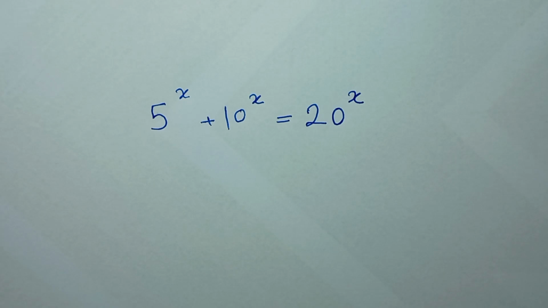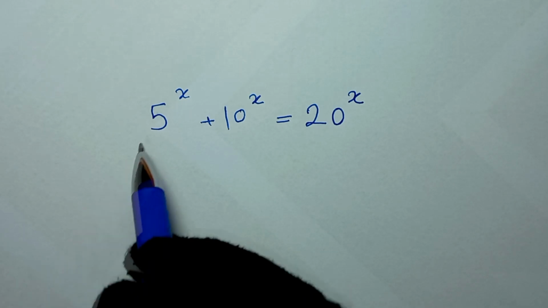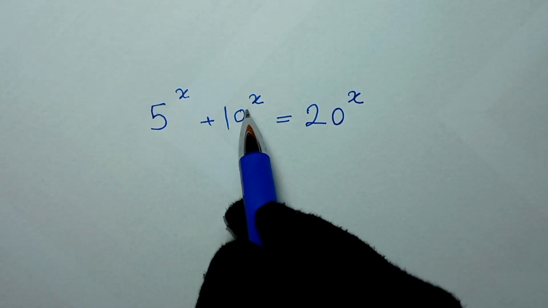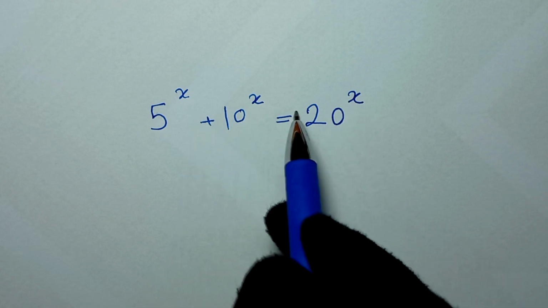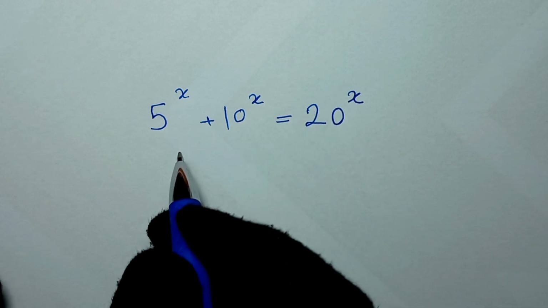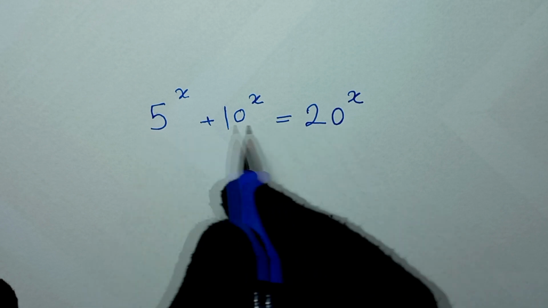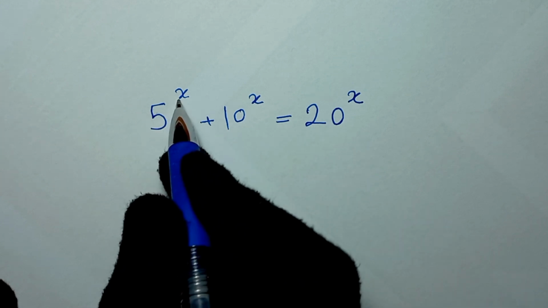Hello my friends, you're welcome to solve this math problem, which is 5 to the power of x plus 10 to the power of x is equal to 20 to the power of x. To find the values of x. In the first step, we start by dividing both sides of this equation by 5 to the power of x.